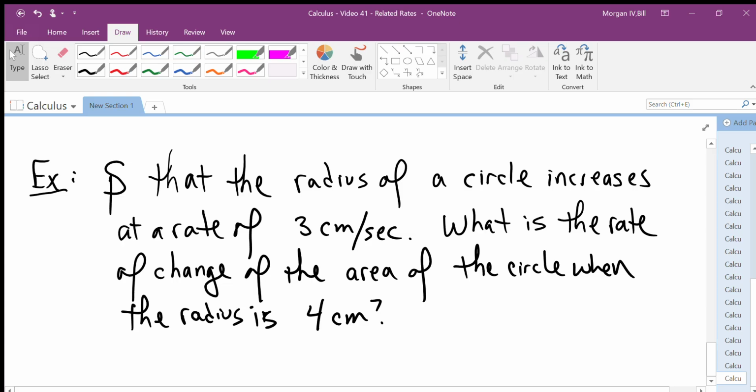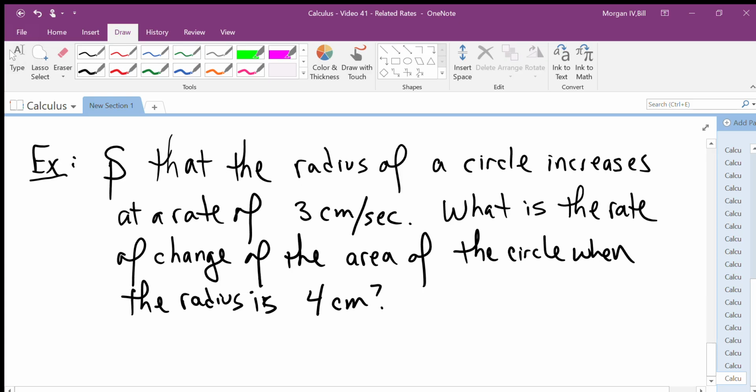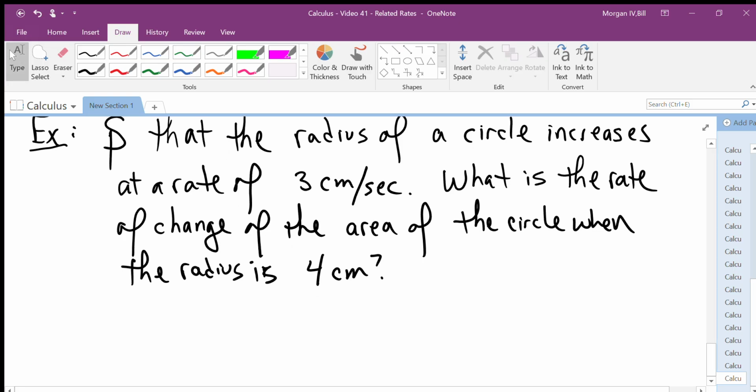So here's what we know. Suppose that the radius of a circle increases at a rate of 3 centimeters per second. That means that the rate of change of the radius over time, dr dt, is equal to a positive 3 centimeters per second. Positive because the radius is increasing. If that had said decreasing, we would have done negative 3 centimeters per second. The rate would be getting negative, smaller.